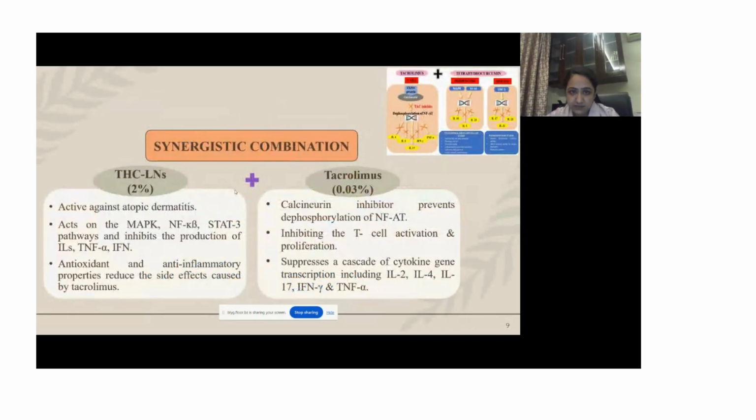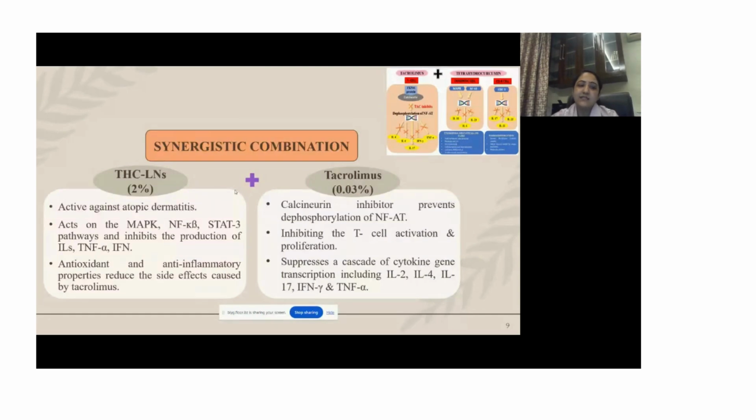So this is my synergistic combination approach. I have used THC SLNs, tetrahydrocurcumin lipidic nanoparticles, at 2%, and tacrolimus at 0.03%, because it can inhibit the calcineurin protein. That is FKBP12, an intracellular protein, and we can inhibit the T cell activation, so that it can suppress the inflammation by suppressing the effect of cytokines, basically.